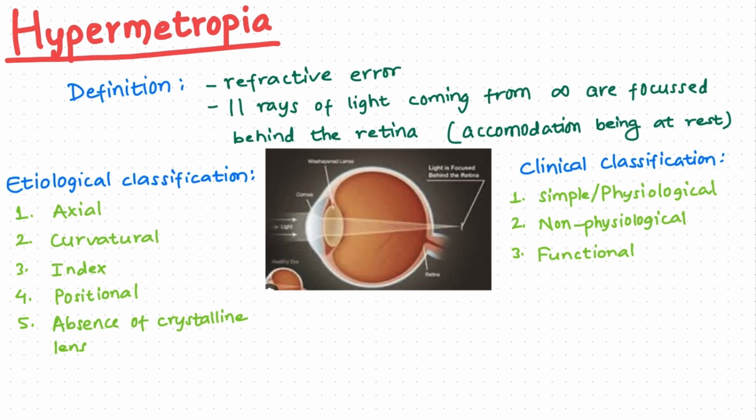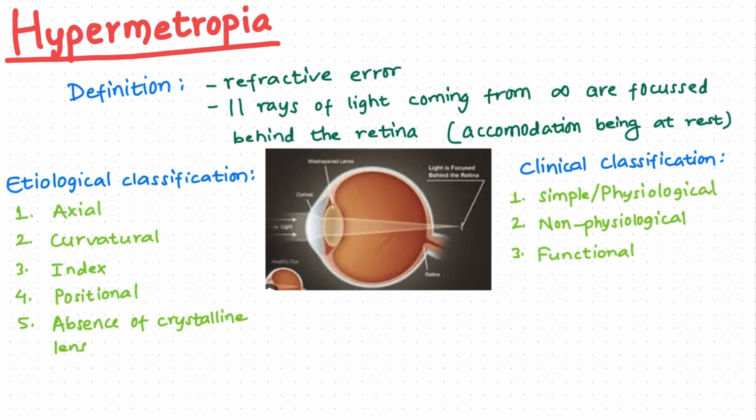And now talking about curvatural hypermetropia, it is because of the decrease in the curvature of the cornea or the lens. It's basically the flattening of the cornea or flattening of the crystalline lens, so that the image is going to be formed beyond the retina.